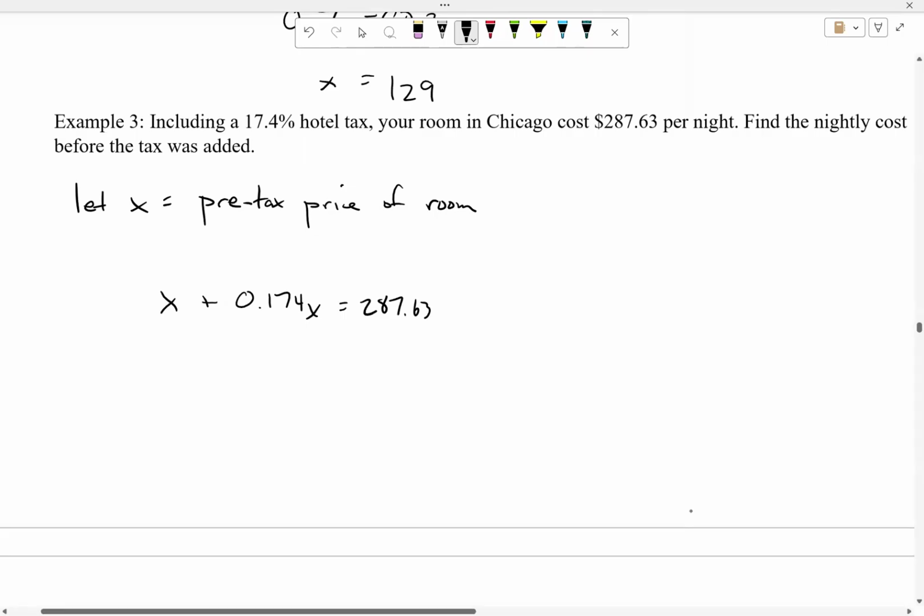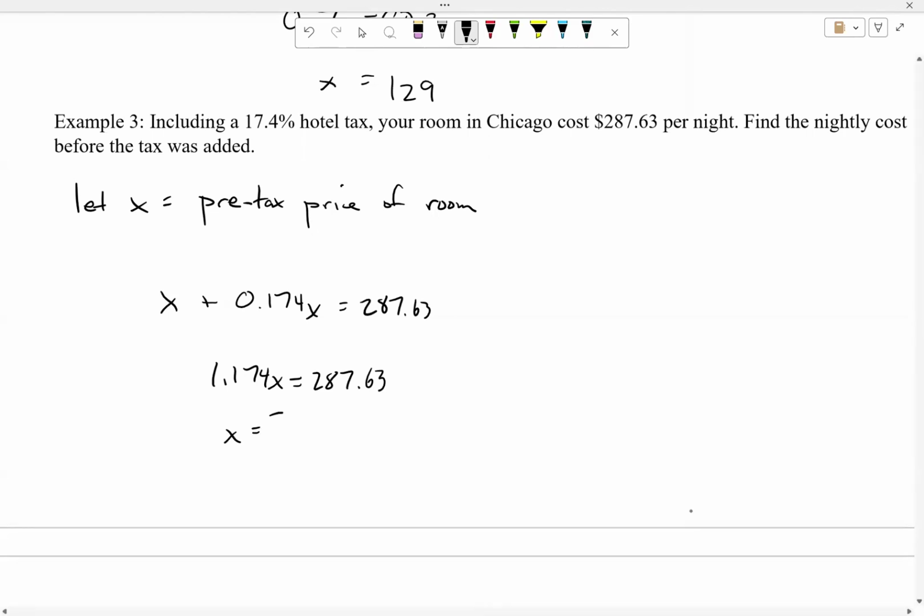I hope that makes sense. This is the flavor of the problem. There's a price, we add on the tax, and that's the total cost. Of course, those two, when you add them together, you get 1.174x equals 287.63. Could we have started there? Yeah. You may start there if you like. That's keep the original, that's the 1 plus the tax.